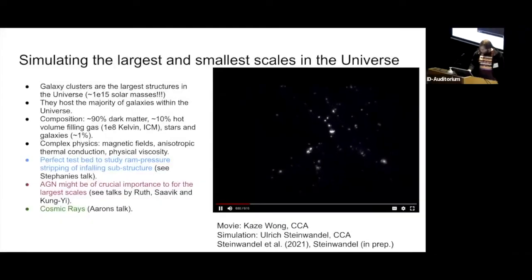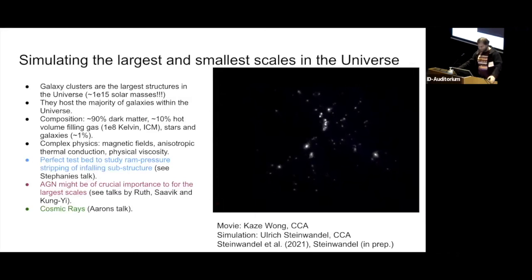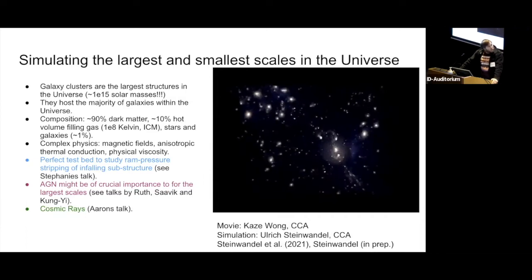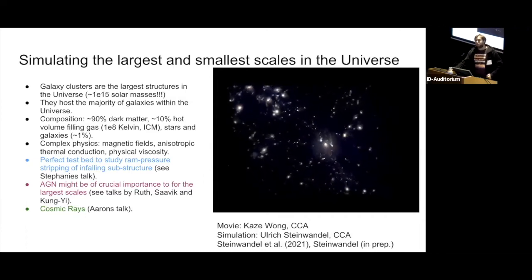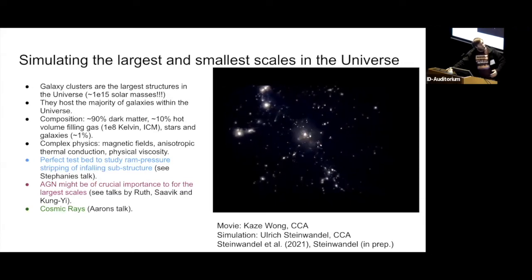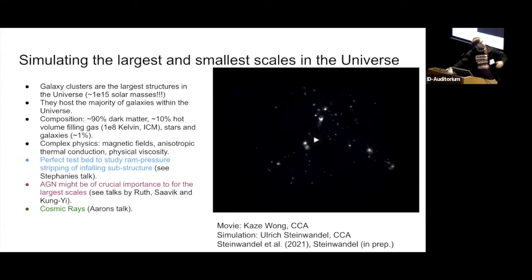I'll start. So I'll introduce myself real quick. My name is Ulrich Steinwandel, and I'm, since April, a Flatiron Research Fellow here. I work on a variety of problems, from galaxy cluster scales, the largest objects in the universe, down to dwarf galaxies. And we start with the largest scales.